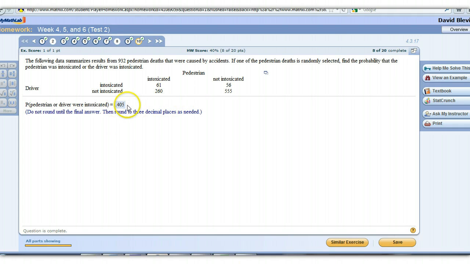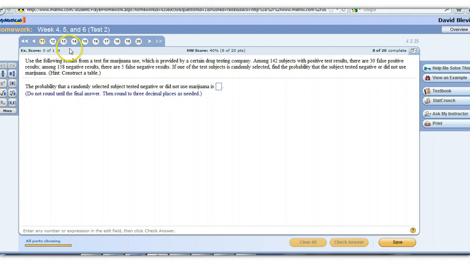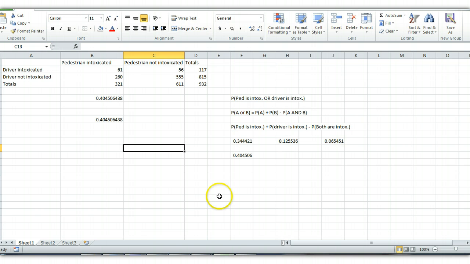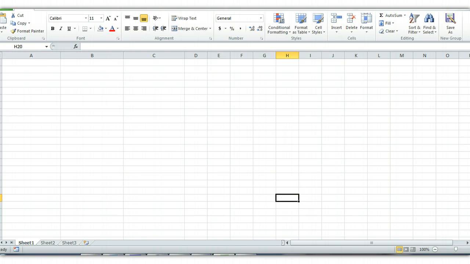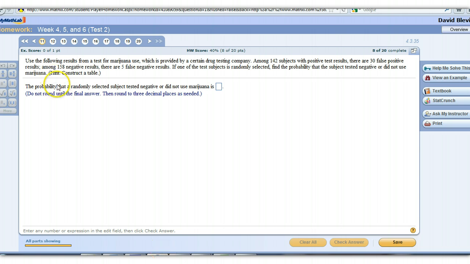Alright, so we got that one. That was 10. 11's another table, except it's not giving you the table. So I'm going to clear all this out since we got that problem done now. But I'm going to go back and make a new one. Alright, we got 142 subjects with positive test results, 30 false positive results. Among 158 negatives, there are 5 negative results. Alright, and this is people who use marijuana or didn't use marijuana. Alright, so think about how you do this.